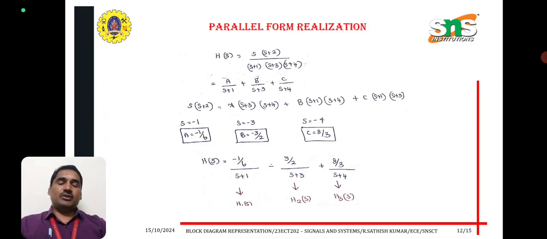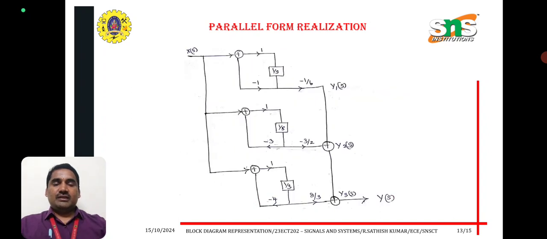H1(s), H2(s), H3(s). Now we can see the parallel form realization. X(s) added with 1, which can produce the output of Y(s) multiplied with minus 1. The constant value is minus 1 by 6. We can get Y1(s).